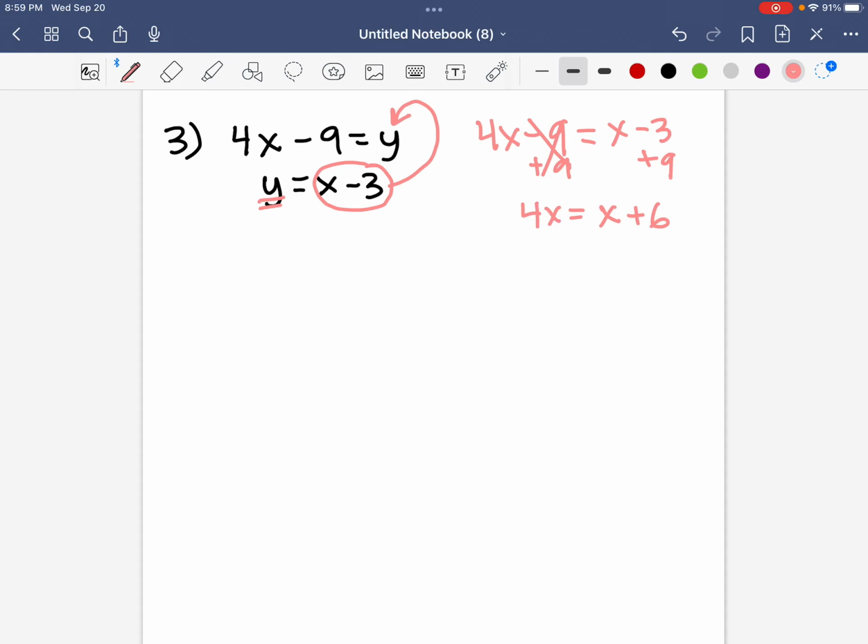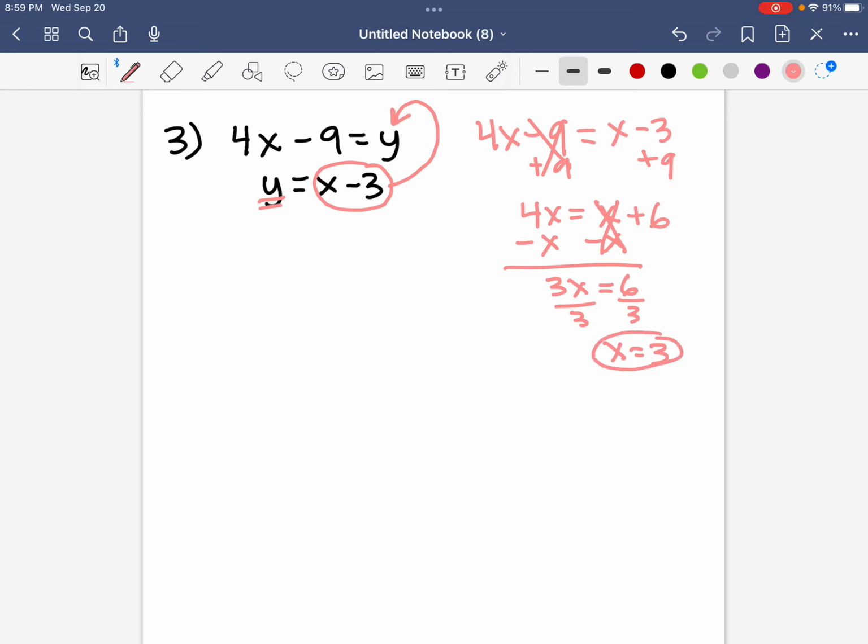Now, since I have x's on both sides, I want to get them to one side. So I'm going to get rid of this x by subtracting it. If I have x subtract x, that makes a 0. And I have to subtract it from the other side too. So 4x minus x is 3x is equal to 6. From here I can divide by 3 and I get x equals 3.